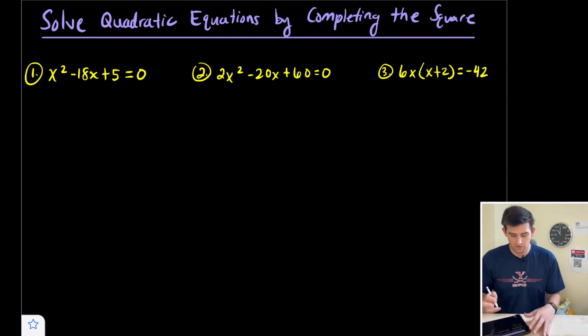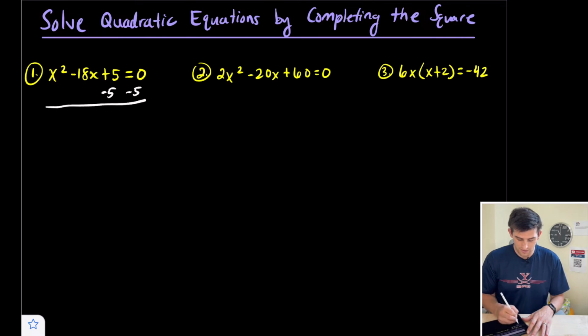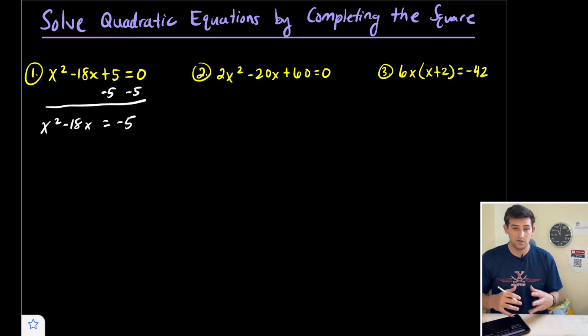The first thing we want to do is make sure we move our constant to the other side. So we start off like this: x squared minus 18x is equal to negative 5. Now, at this point, we are ready to complete the square. We're going to add a term to the left side to complete our square. But since we're working with an equation and we want to keep it balanced, we can add whatever we want as long as we do it to both sides. So we have to remember that.